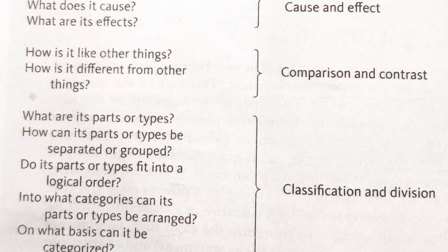And second last is classification and division. If the questions are designed for classification and division, then we need to follow this type of writing. For example, the questions are something like this. What are its parts? If you are asked about the parts, what are its types? Then how can its parts or types be separated or grouped? Do its parts or types fit into a logical order? Into what categories can its parts or types be arranged? On what basis can it be categorized?